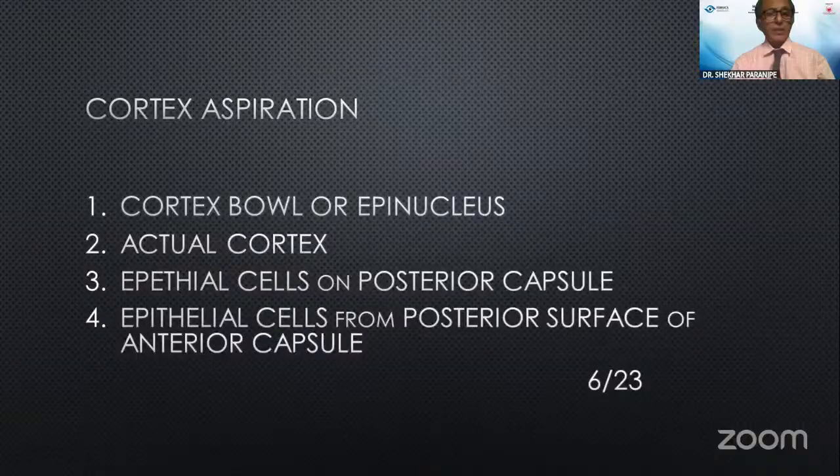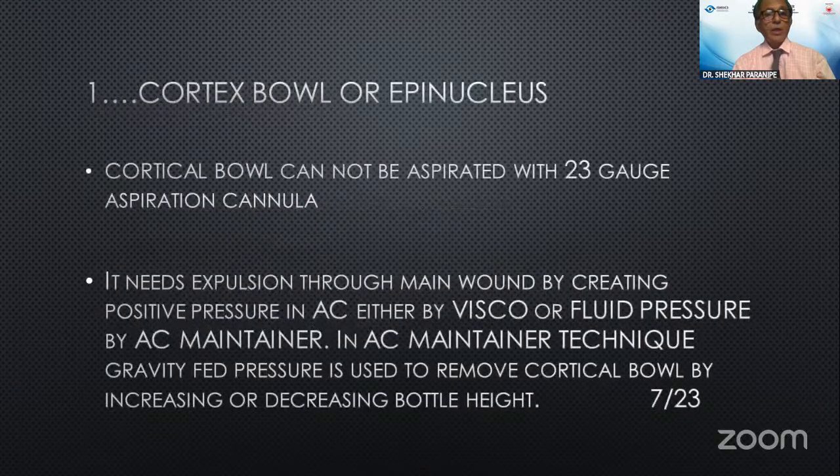Coming to the cortex aspiration, I can divide cortex into four categories. One is cortical bowl or epinucleus. Second is actual cortex. Third is epithelial cells on the posterior capsule. And fourth is epithelial cells on the posterior surface of the anterior capsule and equator. So we will first discuss cortical bowl or epinucleus. Cortical bowl cannot be aspirated with a 23 gauge aspiration cannula. It needs expulsion through the main wound by creating a positive pressure in the anterior chamber, either by visco or fluid pressure by anterior chamber maintainer.